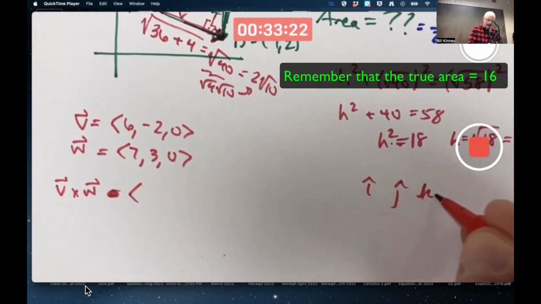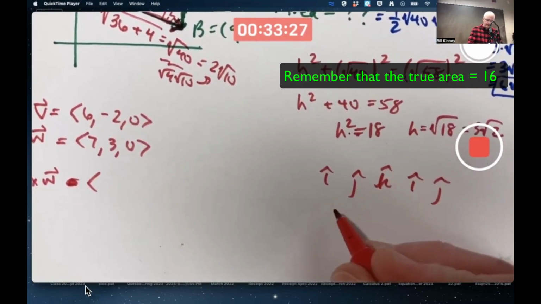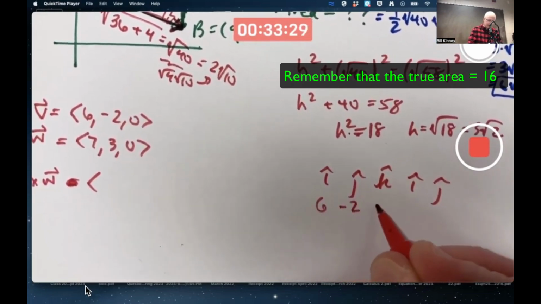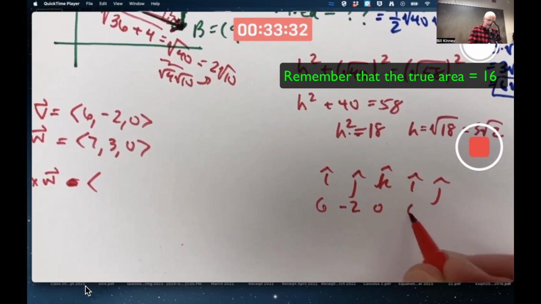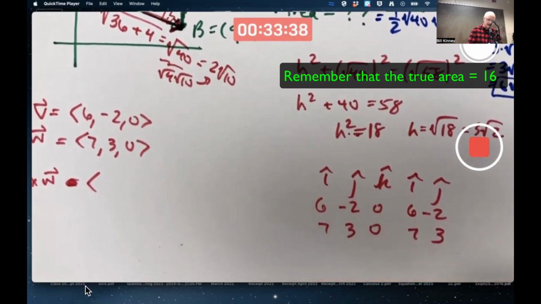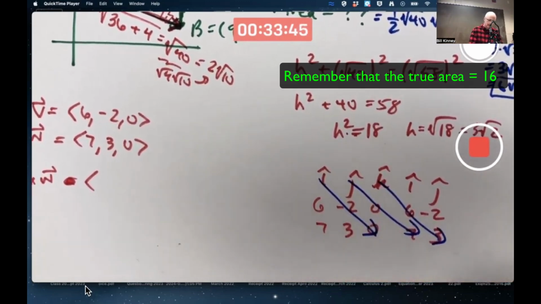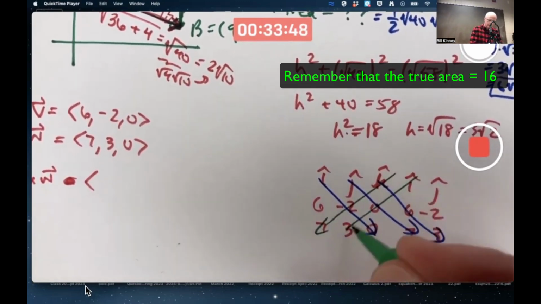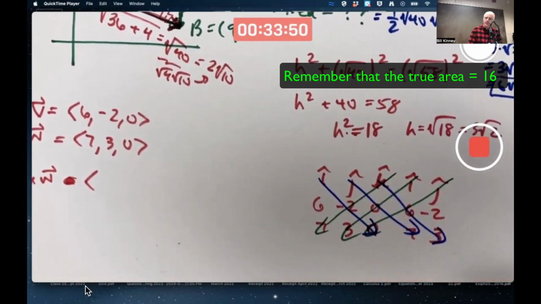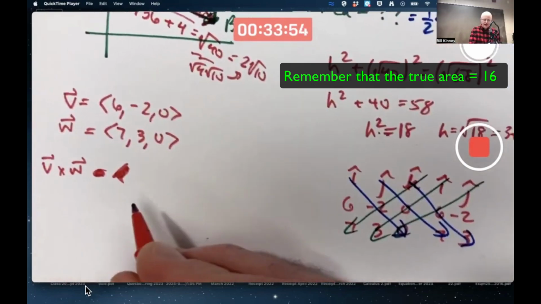I hat, J hat, K hat. Copy I hat and J hat again. V has components 6, -2, 0. Recopy 6 and -2. W has components 7, 3, 0. Recopy 7 and 3. Do the arrows. In that way, V cross W in terms of I hat and J hat.